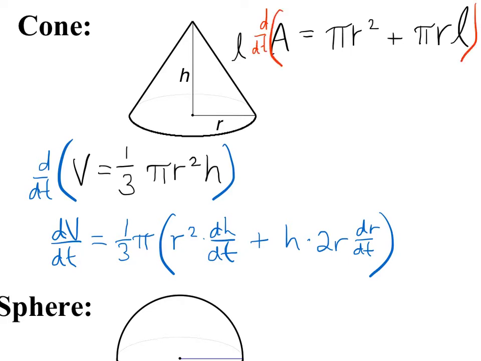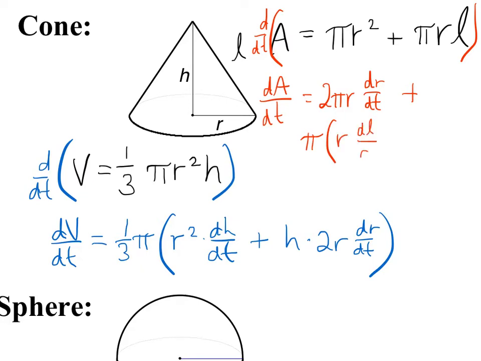So if you were dealing with this situation and you had to take the derivative of this equation, again, this should be pretty straightforward now. dA dt equals 2 pi r dr dt plus pi times, and let's go ahead and use product rule, r dl dt plus L times dr dt.